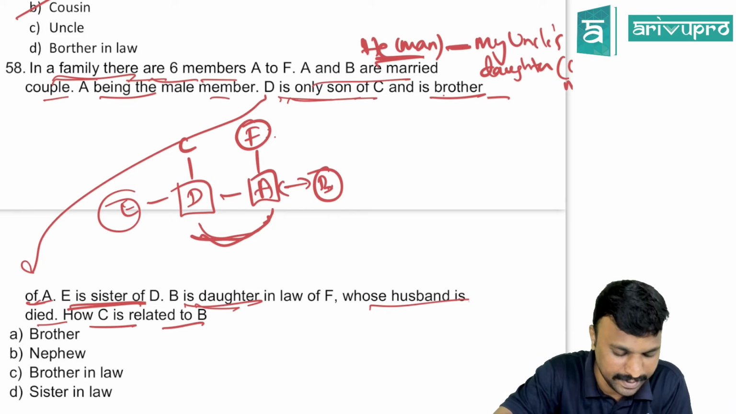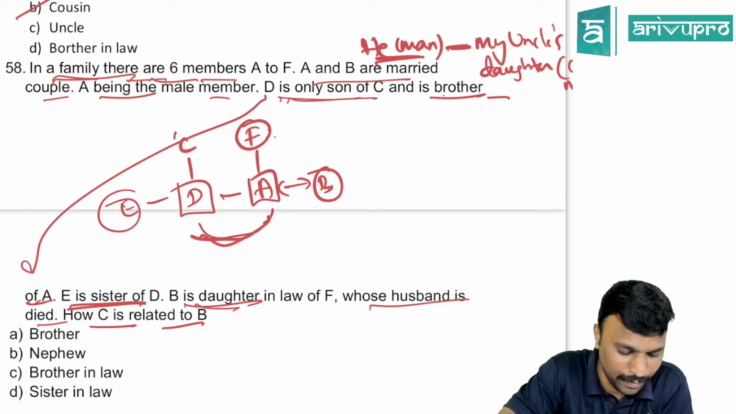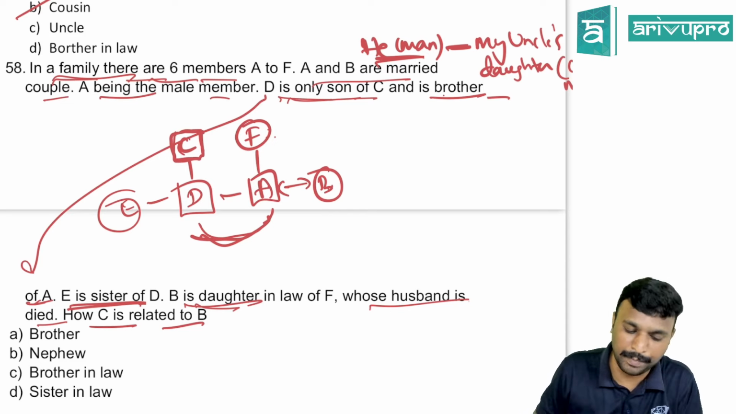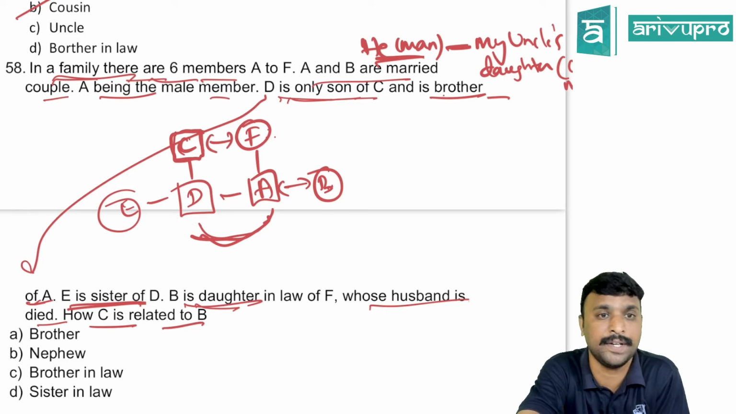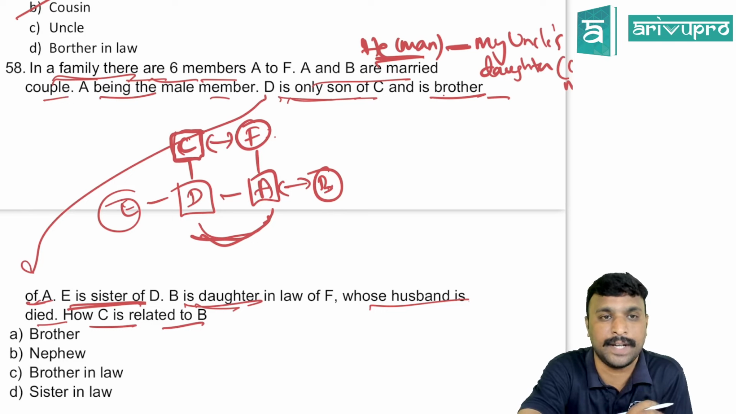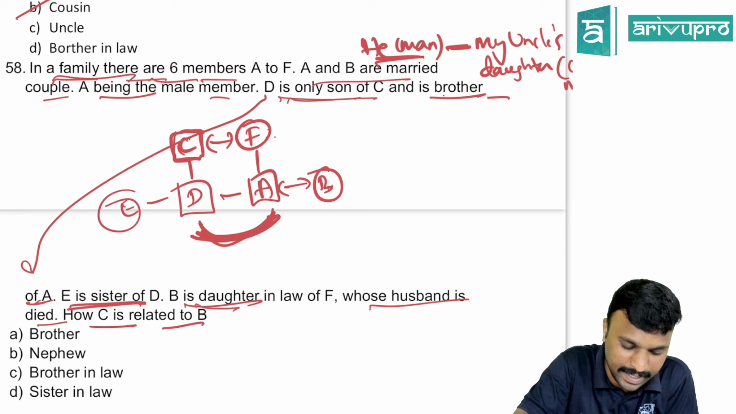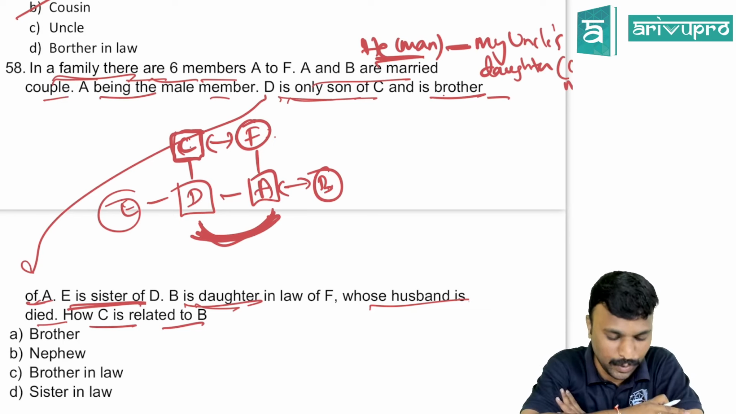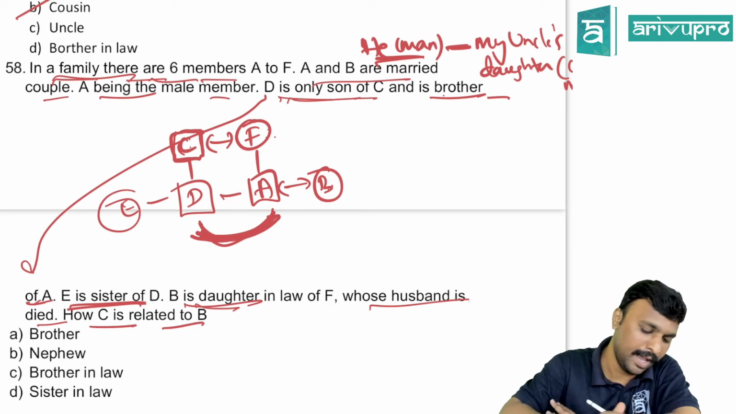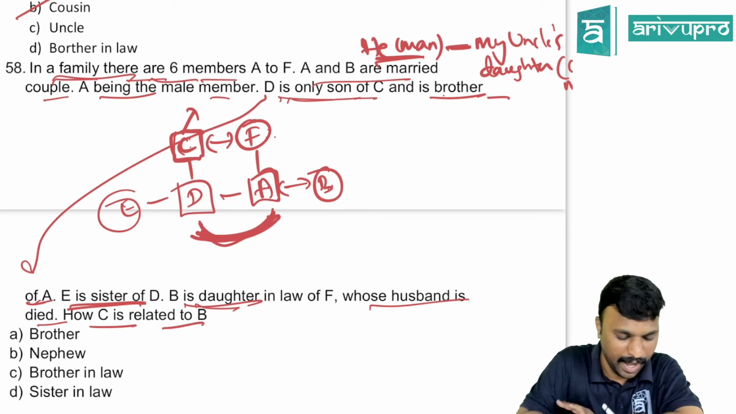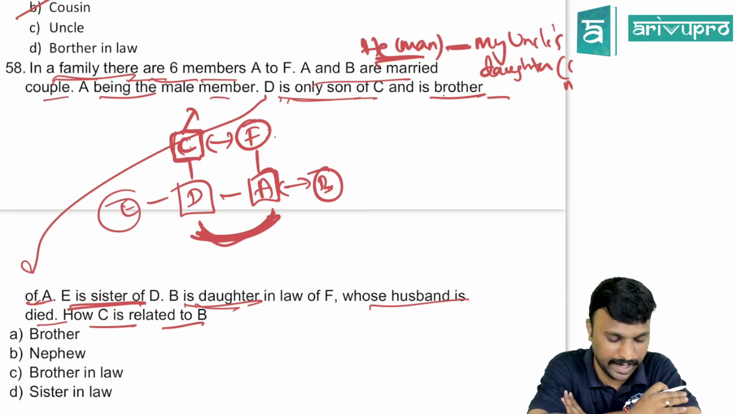If F's husband has died, that means C could be the second. I mean, F might have married another guy after her husband died. So that person could be C, right? That means both A and D are the sons of F. D is the only son to C. So there is a complication here, but still, assuming that C is a stepfather to A. All right. How is C related to B? They are asking.